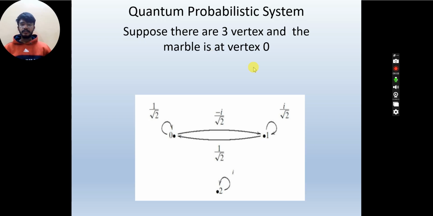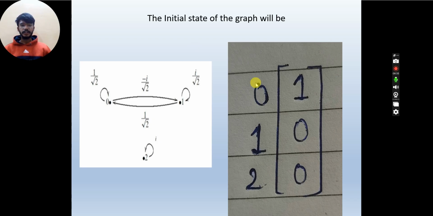So let's take an example. Here we see three vertices and a marble is at vertex 0. So for this we need to create an initial state and an adjacency matrix, then take the product. In a classical system the probabilities are real numbers, but in a quantum probabilistic system the weights are complex numbers. So here we see the initial state. The initial state will be 1, 0, 0 because at vertex 0 there is a marble. At vertex 1 and vertex 2 there is no marble. So here we write 0, 0.